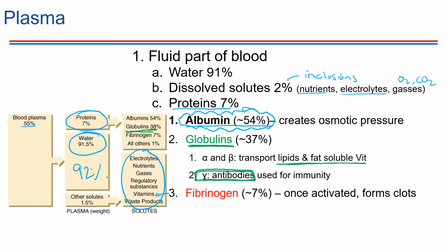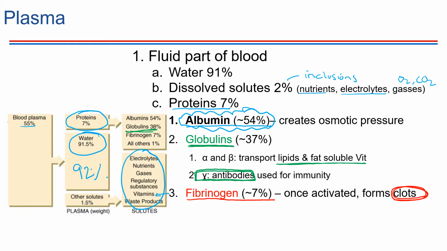Third, there's fibrinogen, and fibrinogen is going to be used primarily for blood clotting. So that's going to be the important thing here. It's not typically in an active form until it needs to be, but it's going to be floating around in the blood ready to go, and it's going to be the net that basically makes that blood clot.